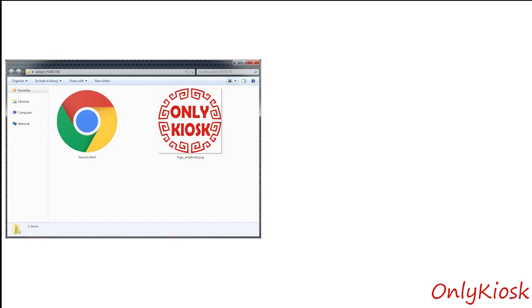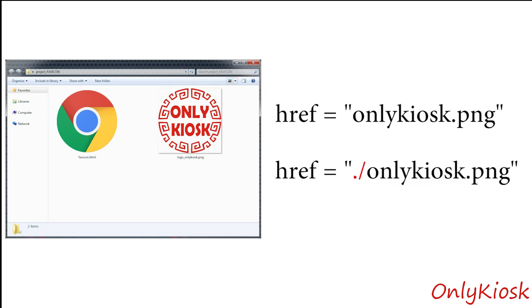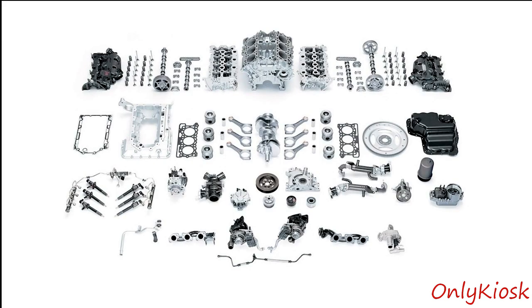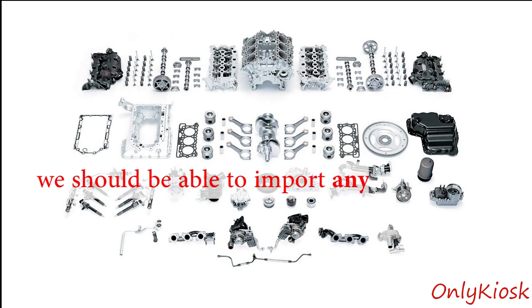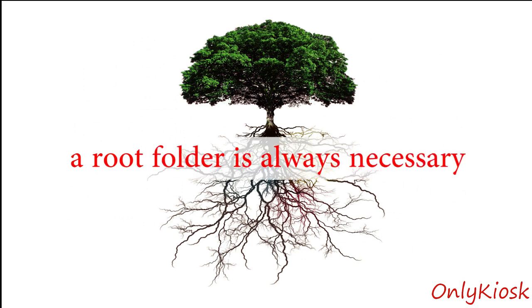For now, just remember, if the 2 files are located in the same file folder, you can just use the file name as the value for the href attribute. If you want, you can also add a single dot and a slash before the resource name. In the future, your whole website project will be made of lots of different files. Importing external resources is something you will be doing all the time. To make sure that every file is easily findable and importable, you should always create a root folder for your project.